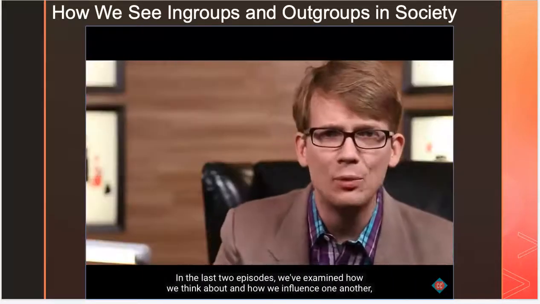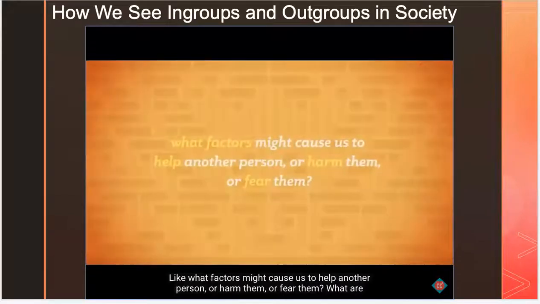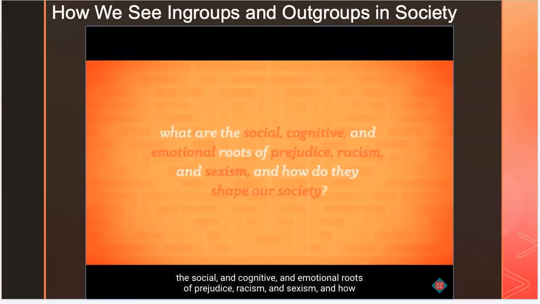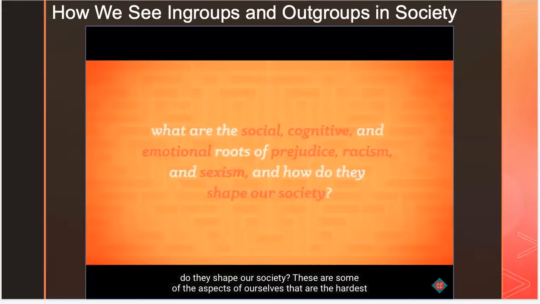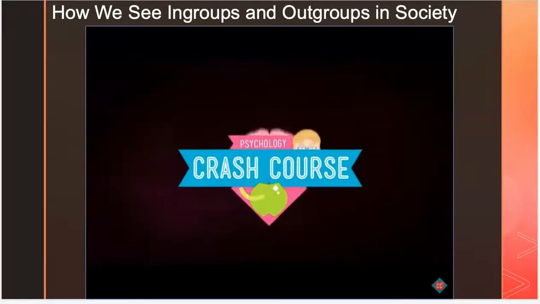So in the last 2 episodes, we examined how we think about and how we influence one another. But social psychology is also about how we relate to one another. Like what factors might cause us to help another person or harm them or fear them. What are the social and cognitive and emotional roots of prejudice, racism, and sexism, and how do they shape our society? These are some of the aspects of ourselves that are the hardest and most uncomfortable for us to explore, which is why they're so important to understand.